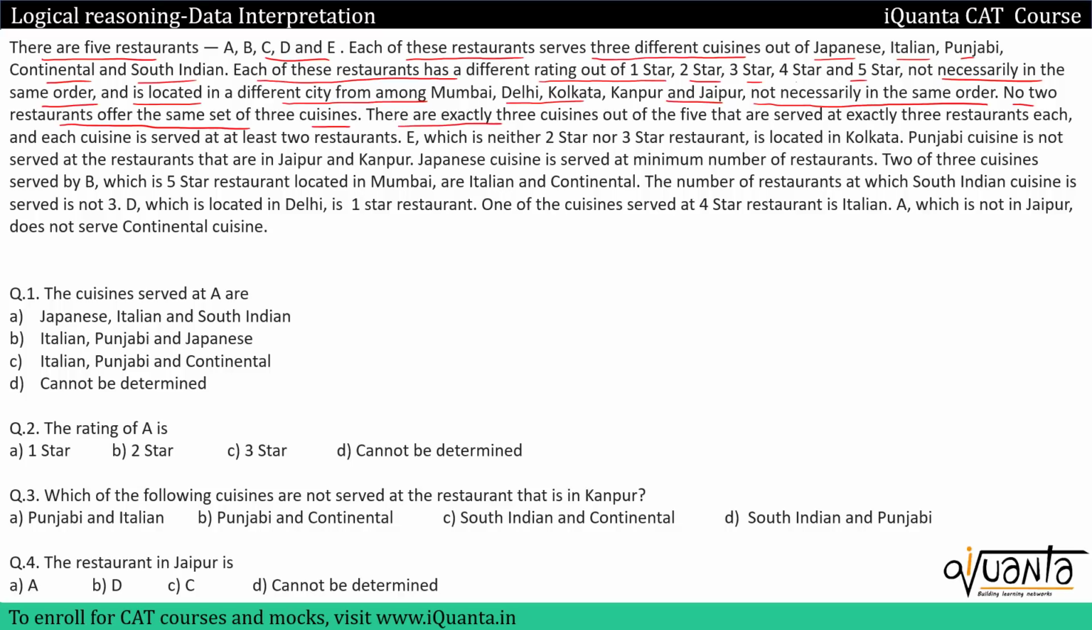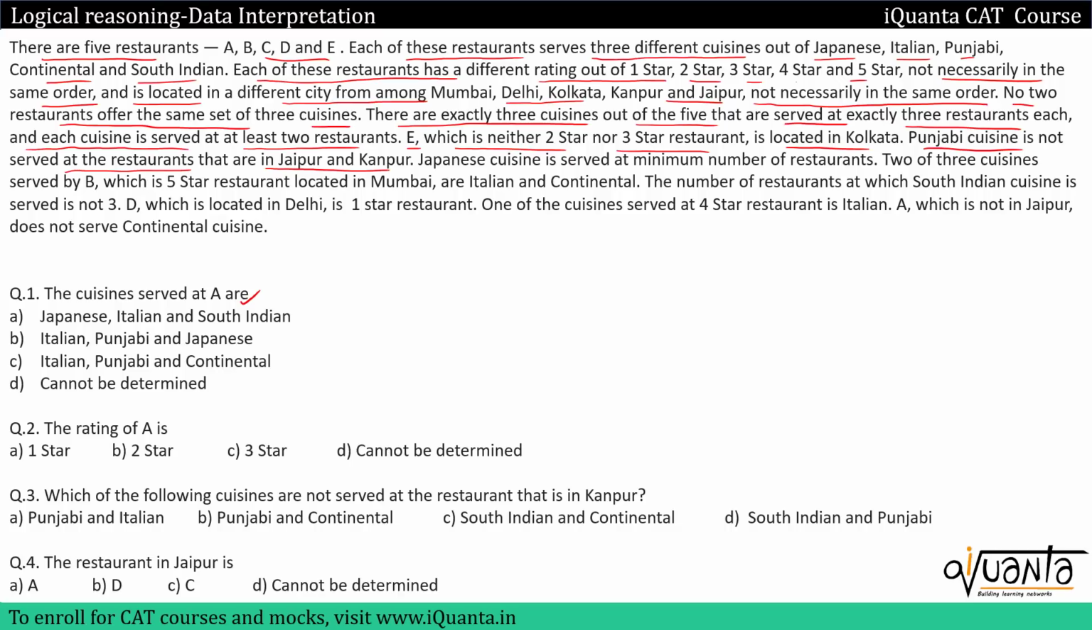There are exactly 3 cuisines out of the 5 that are served at exactly 3 restaurants each, and each cuisine is served at least 2 restaurants. E, which is neither 2 star nor 3 star restaurant, is located in Kolkata. Punjabi cuisine is not served at the restaurants that are in Jaipur and Kanpur. So basically these clues are telling us regarding the rating of each restaurant and the cuisines which are being served at these restaurants.